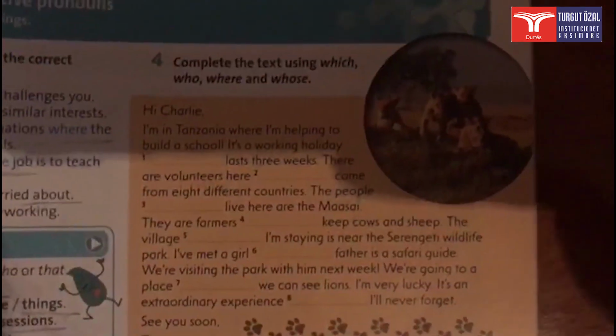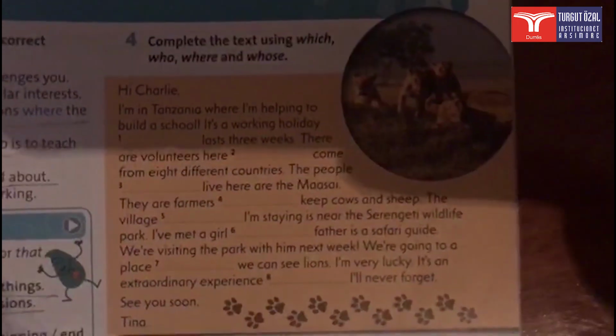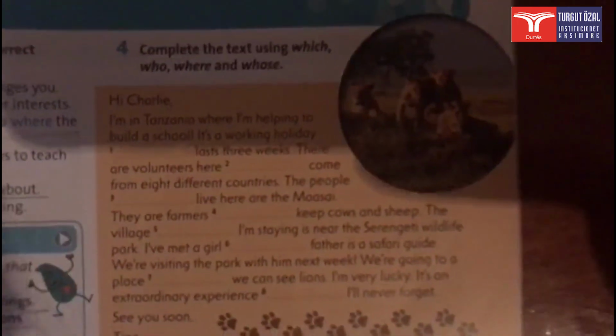Exercise number 3 says, join the sentence halves with where, who, whose, or which. So you have got sentence halves and then you're going to put the correct relative pronoun and also the rest of the sentence. Like the first example which I have done. I know a girl who lives in Canada. In exercise number 4, you have got a text where you have to put the correct relative pronoun as well. Read it carefully and put the appropriate relative pronoun.